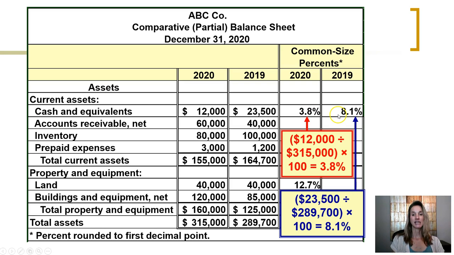In 2019, cash of $23,500 divided by total assets in 2019, $289,700 multiplied by 100. In 2019, cash was 8.1% of total assets. Notice we are calculating percents within a year.